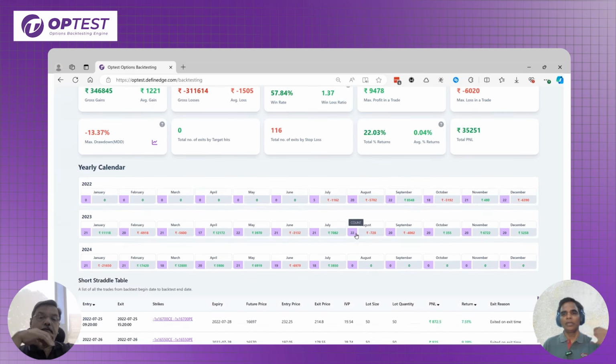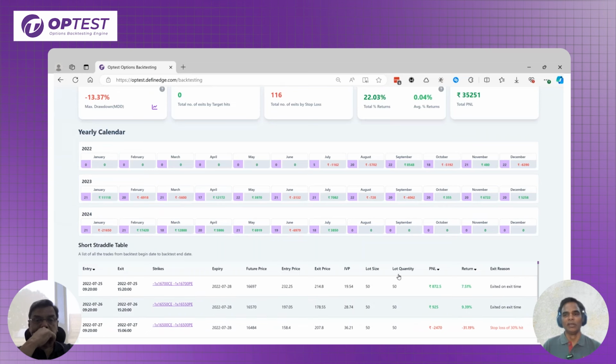So now we come to yearly calendar. Now you can see how it is shown yearly, and it is subdivided into each month. So we know how it has performed each month. Okay. And then if you click on, let's say, how it performed in September of 2022.